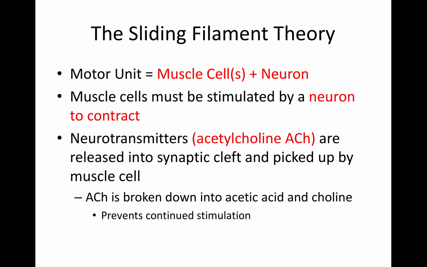And the muscle cell is going to pick those neurotransmitters up. And those neurotransmitters are what is eventually going to cause contraction. The neurotransmitter that's used for muscle contraction is called acetylcholine, which we abbreviate ACh. Eventually, our muscle cells will break acetylcholine down so our muscles don't stay contracted.